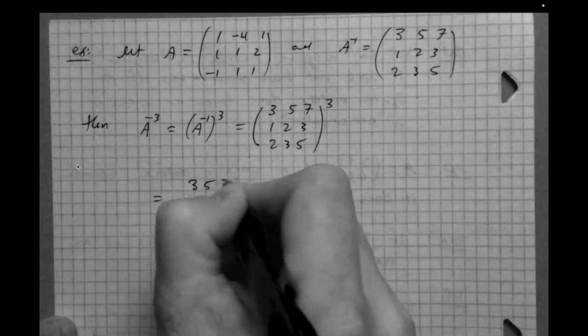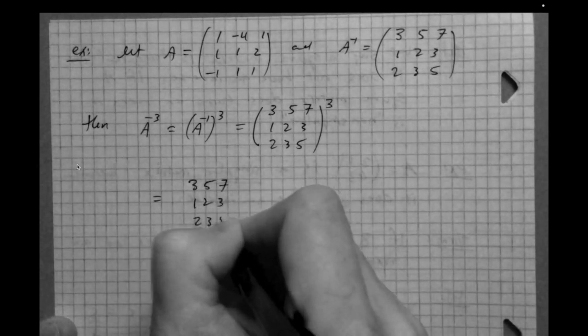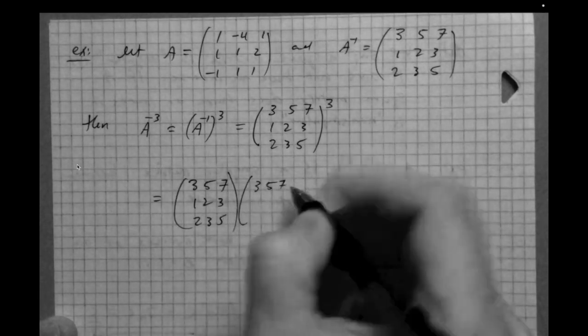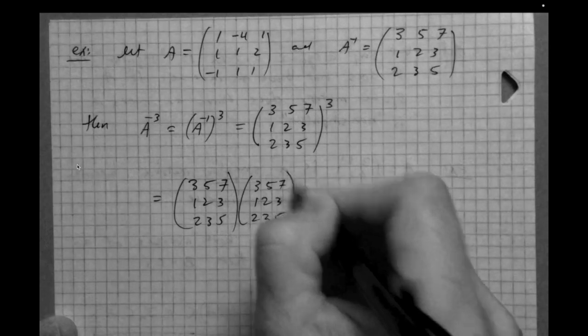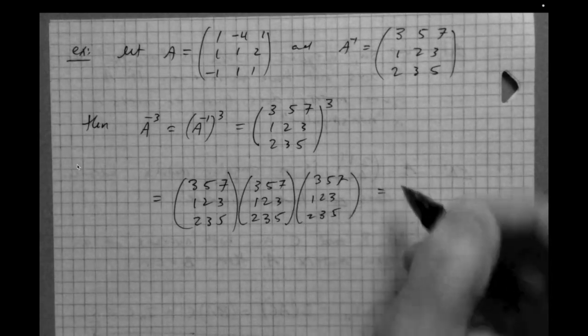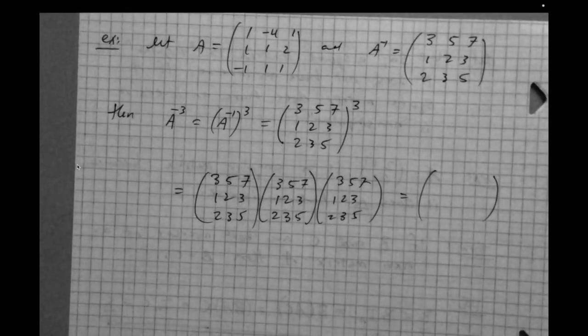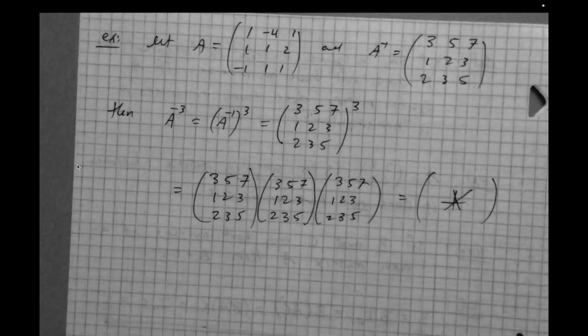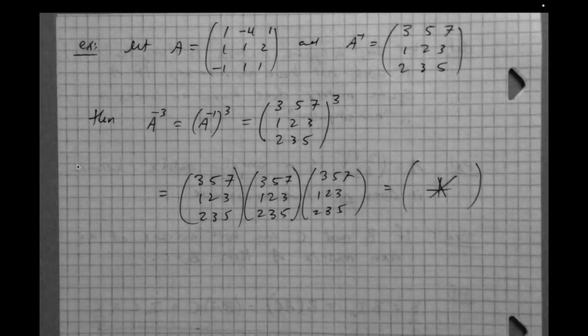And so it's 3, 5, 7, 1, 2, 3, 2, 3, 5, times 3, 5, 7, 1, 2, 3, 2, 3, 5, times 3, 5, 7, 1, 2, 3, 2, 3, 5, right? So that's what we mean by A to the negative third power. It's really the inverse cubed. And again, I'll leave it to you to figure out what this product actually equals. Okay. All right. Very good.